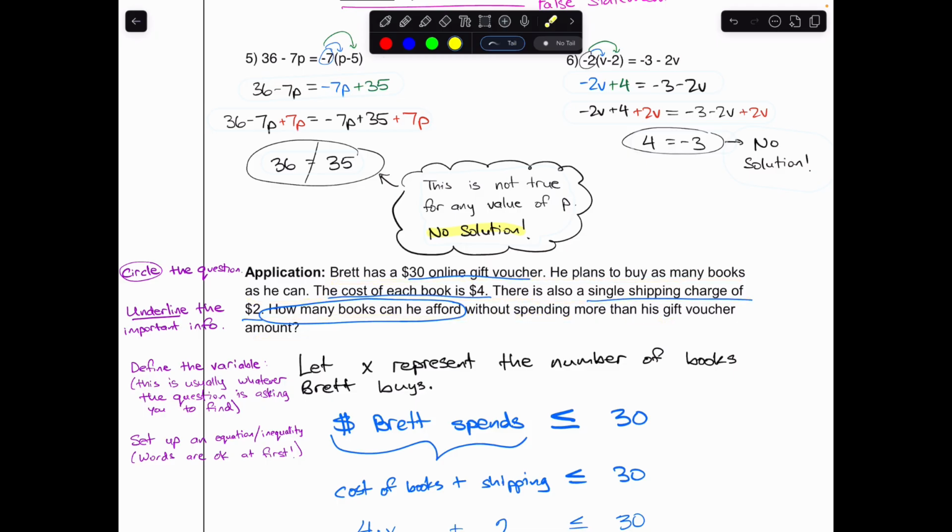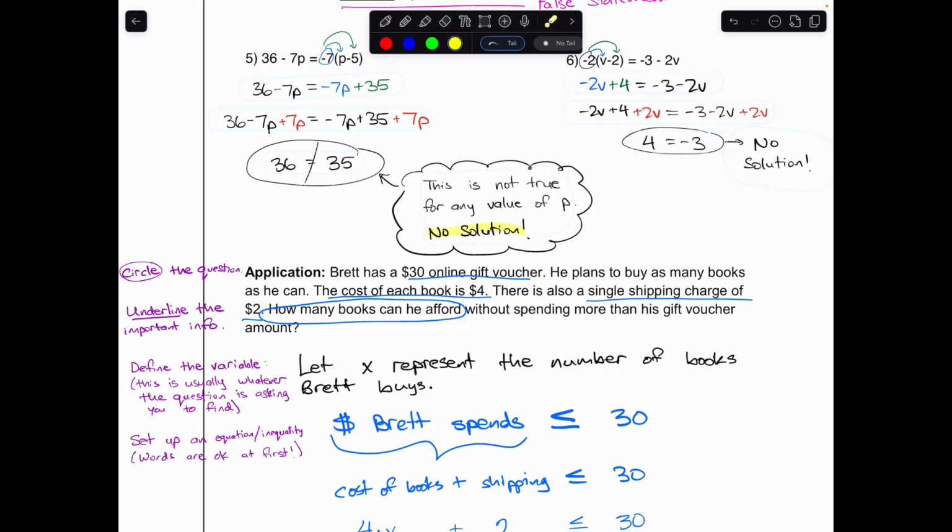So we read through it once. The first thing we do in our strategy is circle the question. What do we need to find? And I've already circled it for you. We need to find how many books Brett can afford. Okay? Then we need to underline the important information. It's important that we know that he has $30 if we're talking about what he can afford, right? We also need to know that each book costs $4 and that there's a single shipping charge of $2.